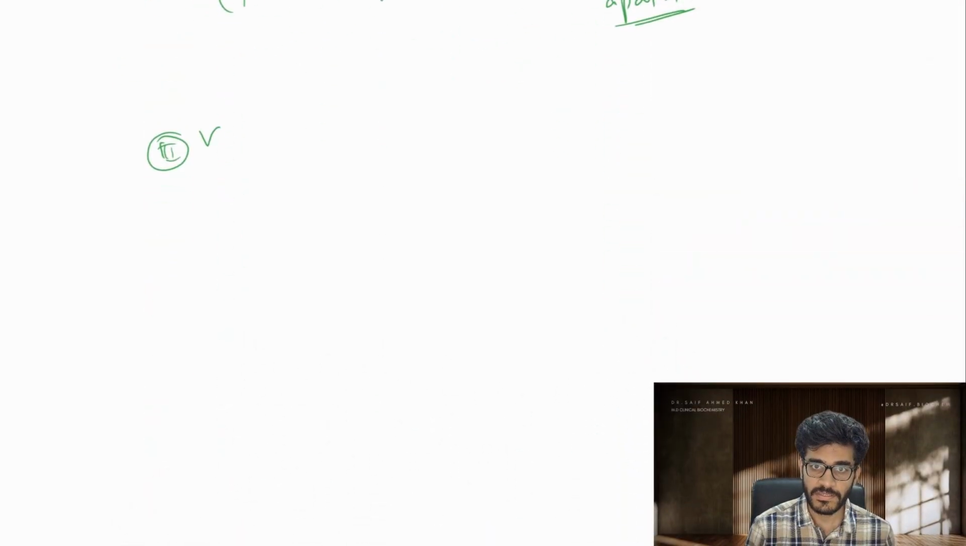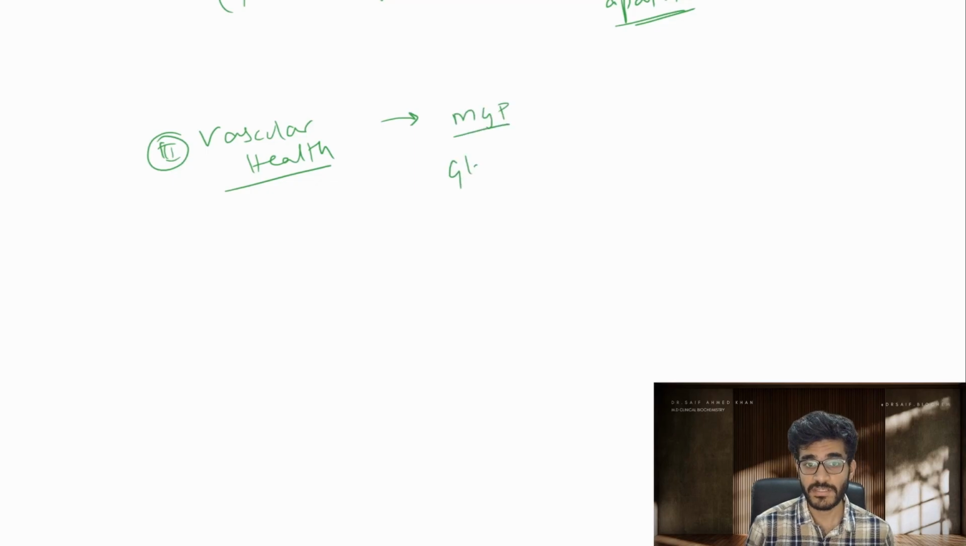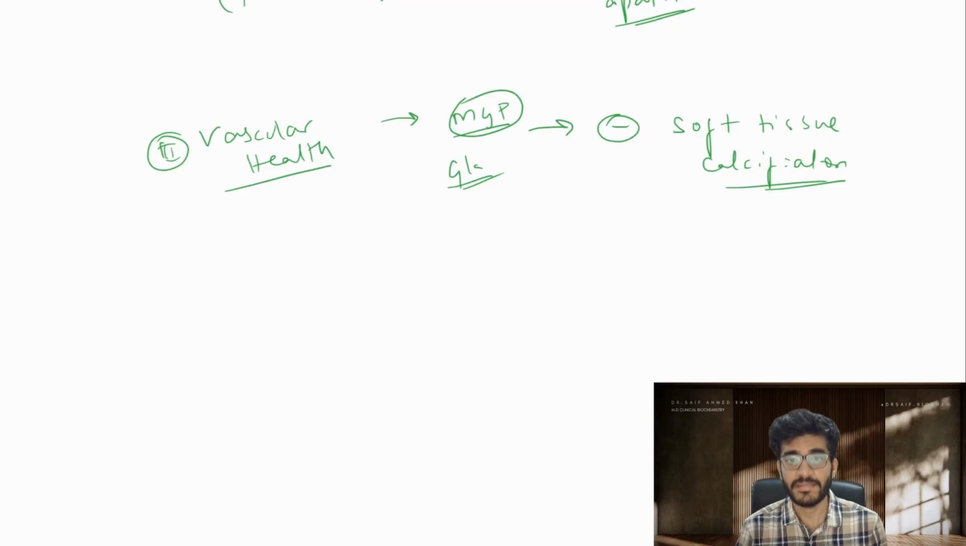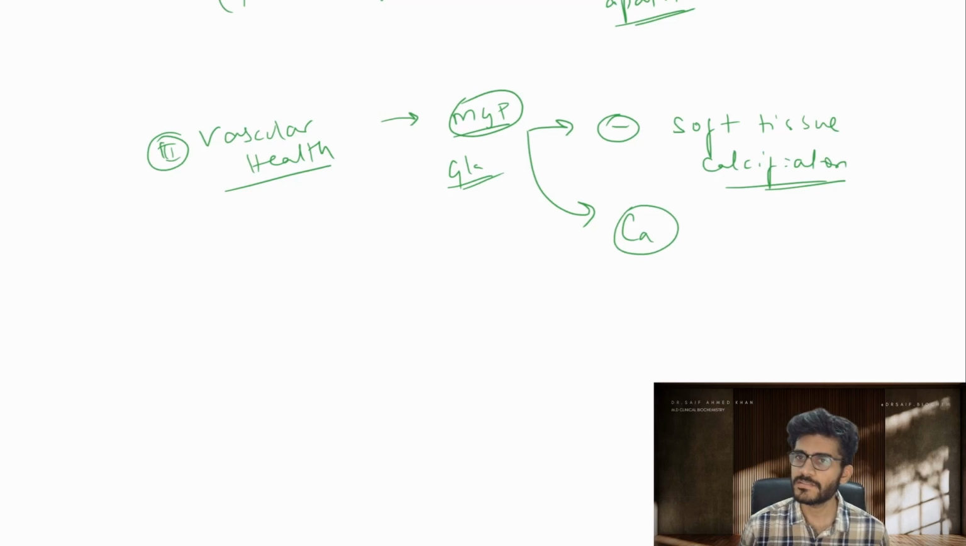And the third one is vascular health. In vascular health, there is a protein called MGP or matrix GLA protein. It is found in cartilage and vascular smooth muscle cells. MGP is a potent inhibitor of soft tissue calcification, particularly in arteries. It binds to calcium and prevents its deposition in the arterial walls, thus protecting against atherosclerosis, right?